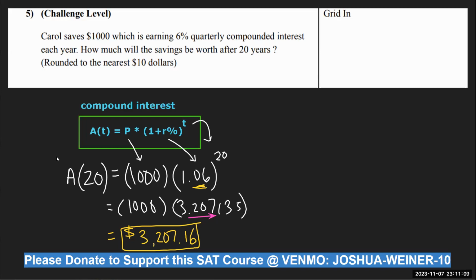But look at Carol, smart lady, smart investor, will be worth $3,207. We have to round to the nearest $10. So that is $3,210. 3, 2, 1, 0. Done. Okay, so Carol, the smart investor, set aside $1,000 20 years ago. She returned to the bank, it's worth $3,210.